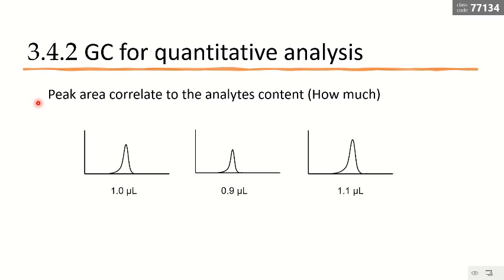What this means is, let's say these 3 graphs here. If I have 10 molecules, I have this peak area. If I have 9 molecules, it's slightly less, right? You see the area, it's slightly less, it's only 9. If I have 11 molecules, I have an even bigger area. So the concept is that this peak area is proportional to the analyzed content. Basically, how much content there is can be reflected by this peak area.